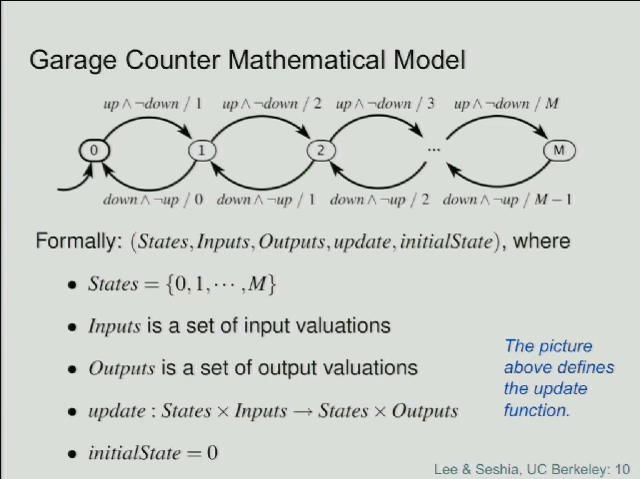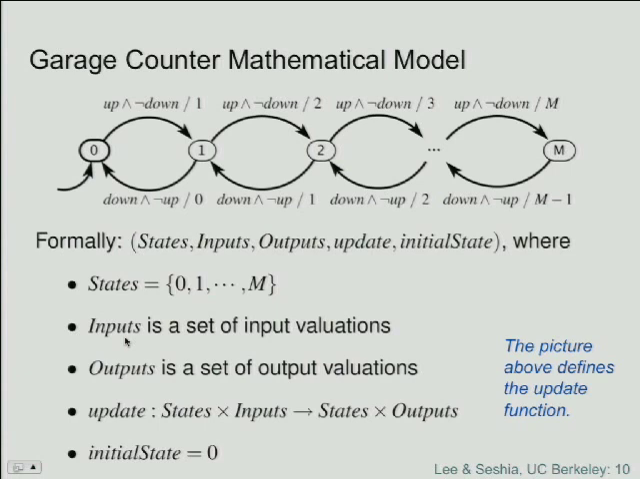So a formal model that's equivalent to this diagram asserts that you have a set of states, in this case 0 to m. You have a set of input valuations. This set of input valuations is actually a set of functions that for each input to your state machine, give it a value in a set. You have a set of output valuations, and then you have an update function. And the update function, given a current state and an input valuation, will yield a new state and an output valuation.